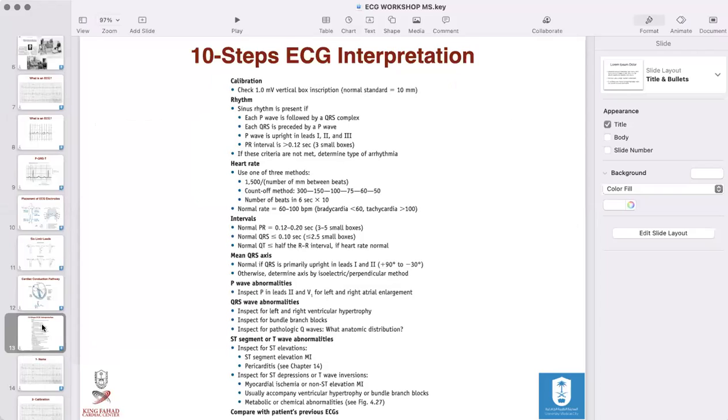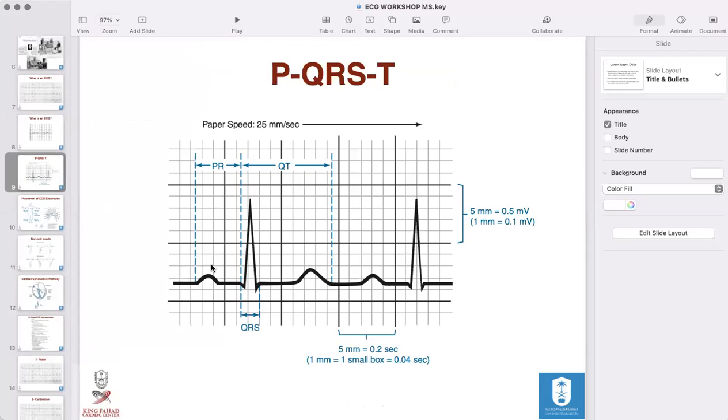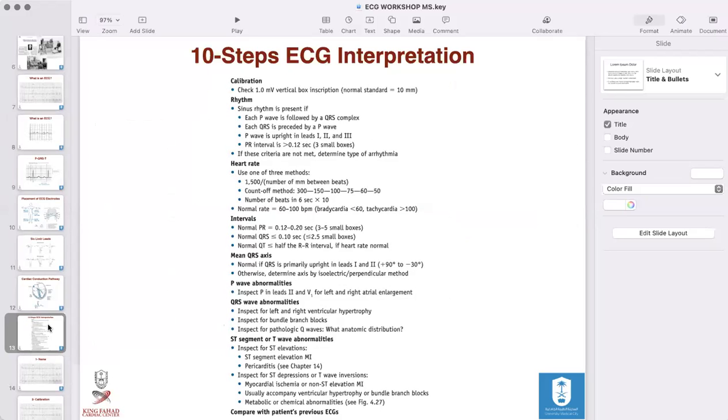Three, check the rhythm. Is it sinus rhythm or not? And then look at the heart rate. After that, you look at the intervals that we talked about, the PR, the QRS, the QT. And then you look at the mean QRS axis. Then you look at the P wave abnormalities. You look at the QRS abnormalities. You look at the ST segment and T wave abnormalities.